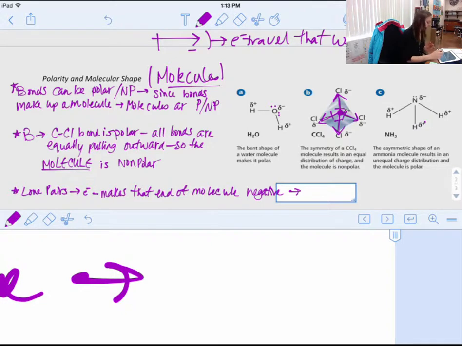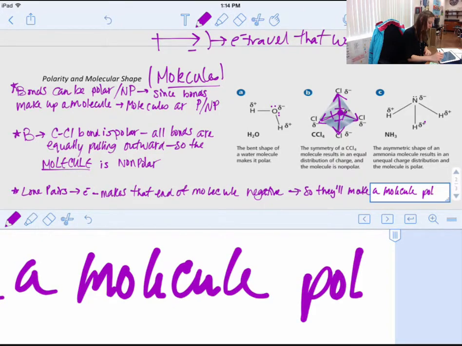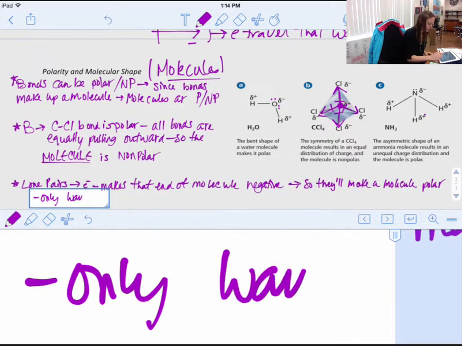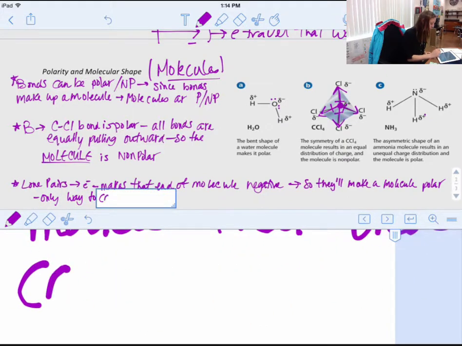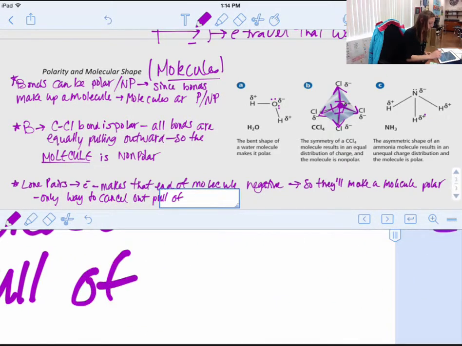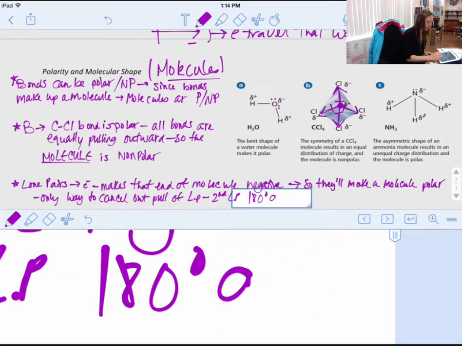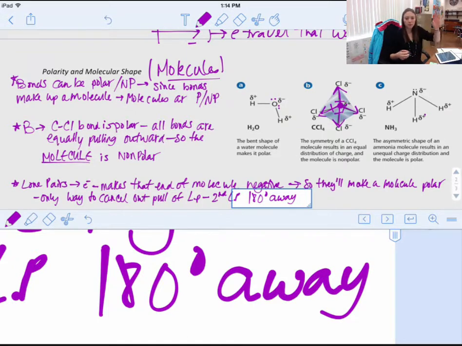So they will usually make a molecule polar. The only way you can have a lone pair and not be polar is if you had 2 lone pairs. The only way to cancel out the pull of your lone pair is to have a second lone pair 180 degrees away. So all the way on the top, all the way on the bottom, now they'll cancel. That only happens for one particular shape.